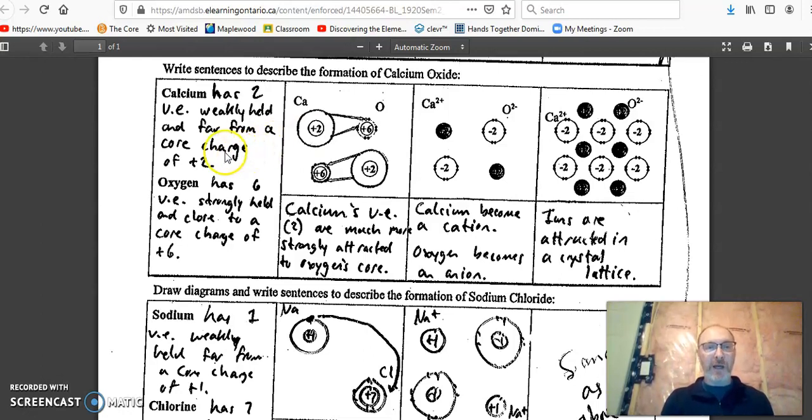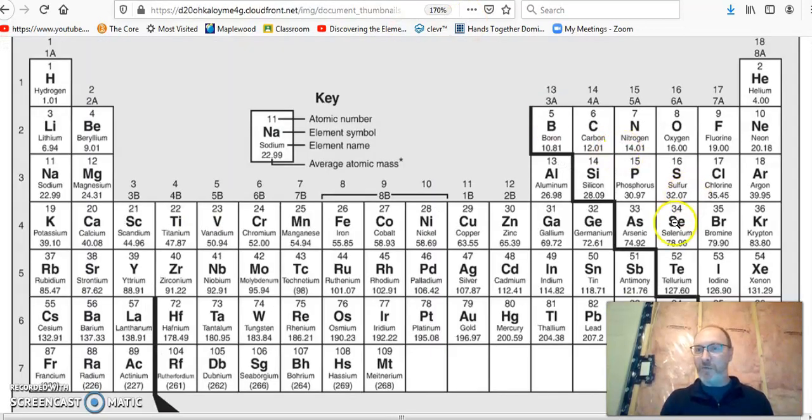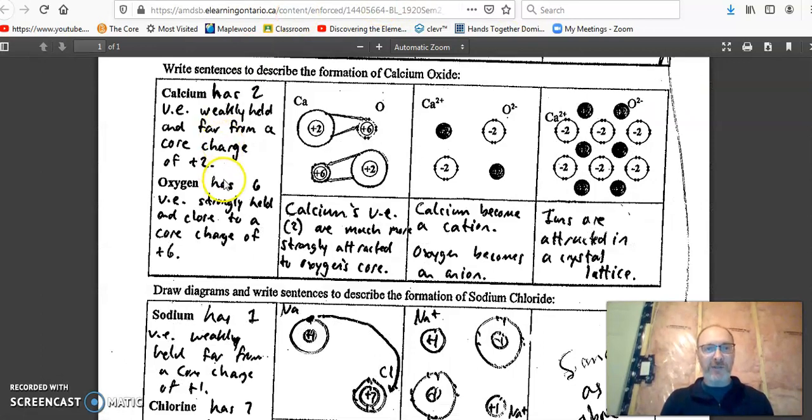Okay. Oxygen, though, has 6 valence electrons, strongly held, and close to a core charge of +6. So again, oxygen over here is in group 6A, so that's how we know it has 6 valence electrons. You can see those 6 here in this diagram, and a core charge of +6, again because it's in group 6. How do we know they're strongly held?